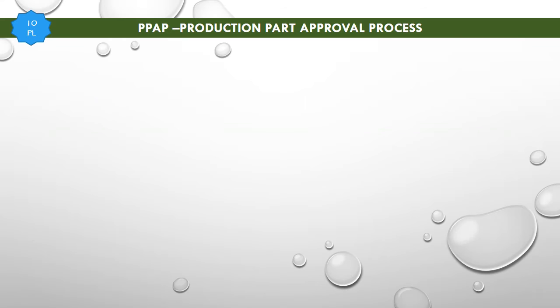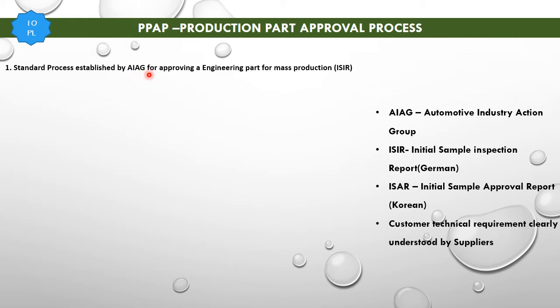Today's topic is PPAP, Production Part Approval Process. It's a standard process established by AIAG for approving any engineering part for mass production. The Automotive Industry Action Group initially developed the PPAP process for automotive application parts. Later it came to be followed for all engineering components.